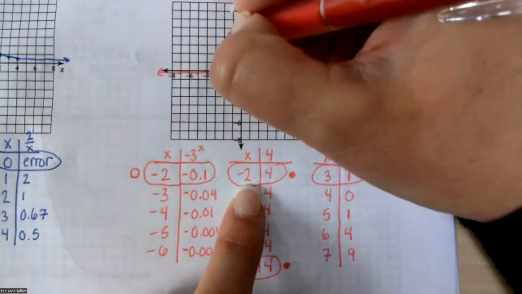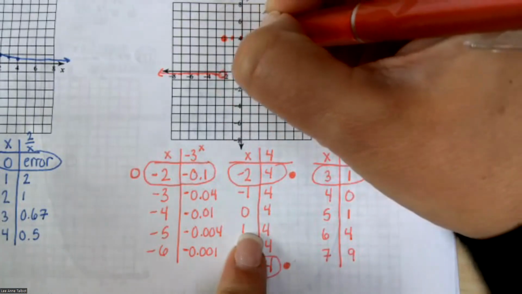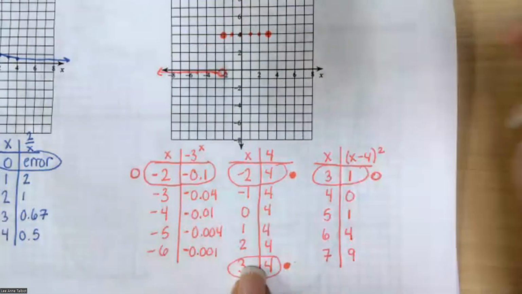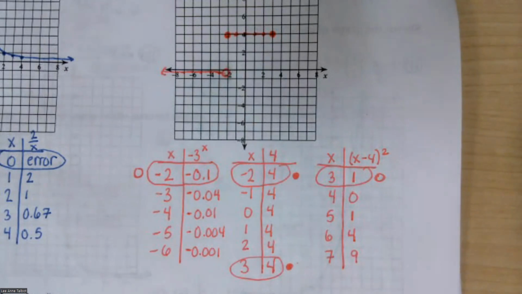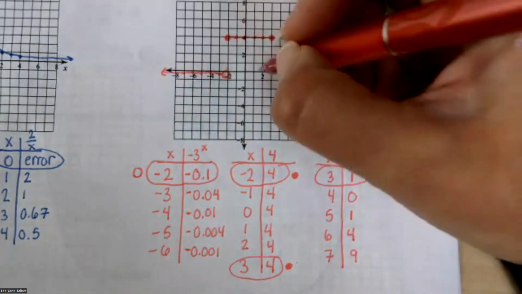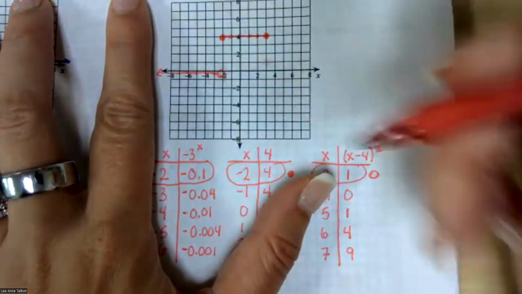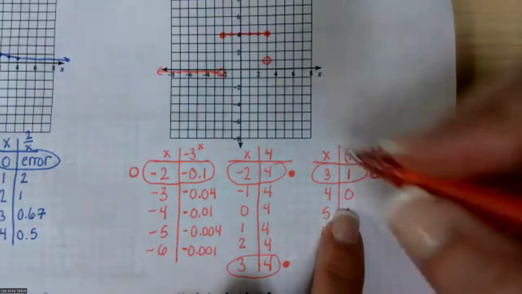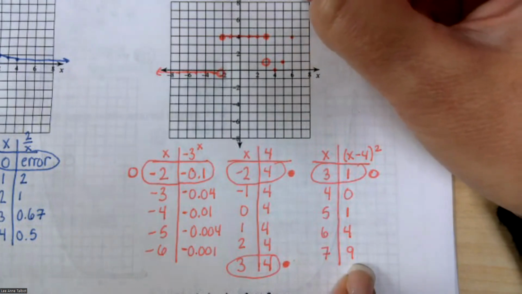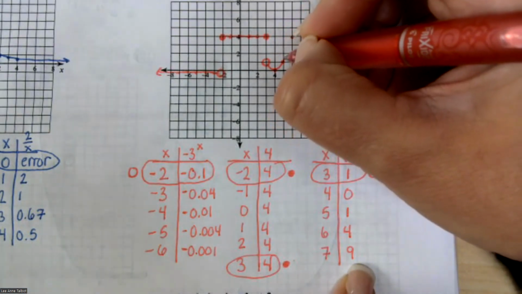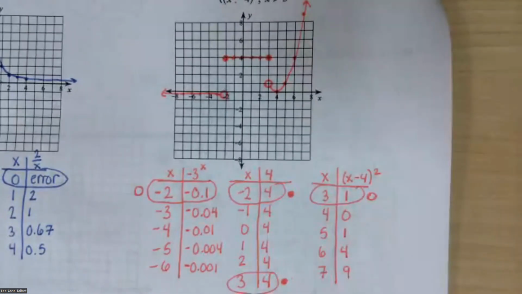Okay, now I have -2, 4 is closed. Closed to make it an obnoxious dot. -1, 4, 0, 4, 1, 4, 2, 4, 3, 4, another obnoxious dot, and then connect them. Three, 1 is open. I don't know if that's open enough. There we go. 4, 0, 5, 1, 6, 4, 7, 9 is going to be off like right here. And there are our 3 pieces.